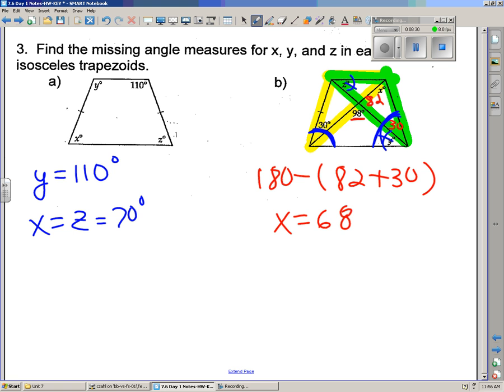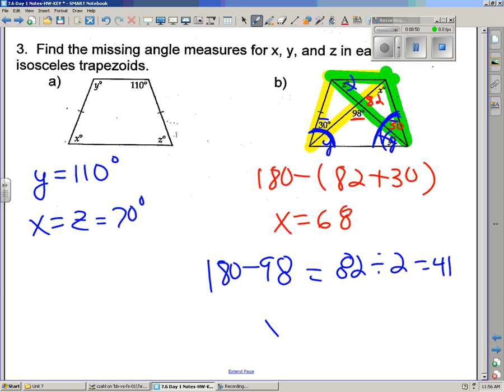So if these guys here are 30 and 30, then these guys have to be y and y. And then what happens, you basically have an isosceles triangle. So then you would do 180 minus 98, and that gives you 82. Cut that in half, and that gives you 41. So that means y, which is the same thing as z, is going to be 41.